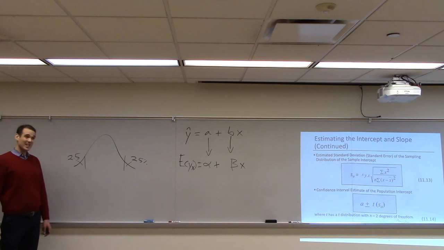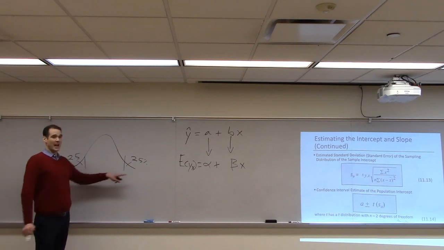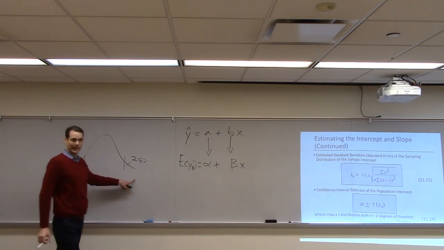So we would look on the t-distribution. Our sample size is 6. 6 minus 2 is 4, so that would be 4 degrees of freedom. And there would be 2.5% in either tail. Want to check that out for me?